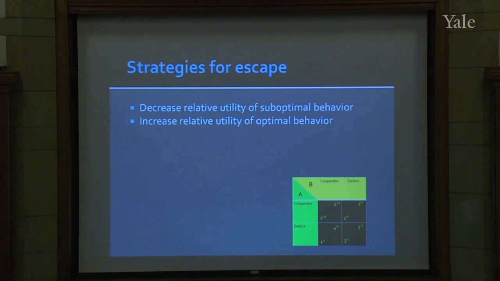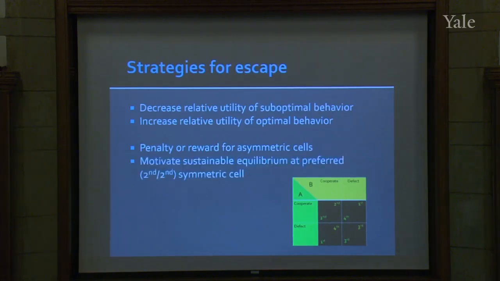So we have various mechanisms that are available to us for doing this. We can introduce some sort of penalty or reward for the asymmetric cells in a way that will either make the 1 less appealing or the 4 less repulsive, so that the siren call of the first choice doesn't beckon B in the same way to defect, and the fear of the fourth choice doesn't beckon A to defect. The result of having done this will be to create the potential for some sort of stable, sustainable equilibrium at the preferred cell, at our 2-2 rather than our 3-3.